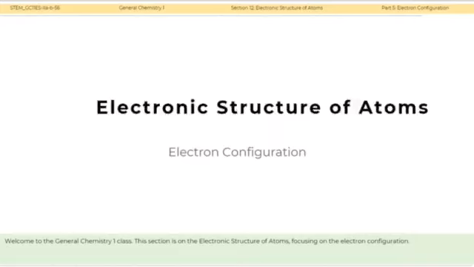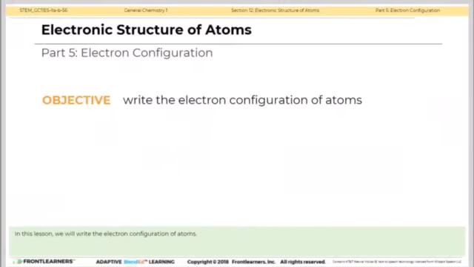Welcome to the General Chemistry 1 class. This section is on electronic structure of atoms, focusing on the electron configuration. In this lesson, we will write the electron configuration of atoms.